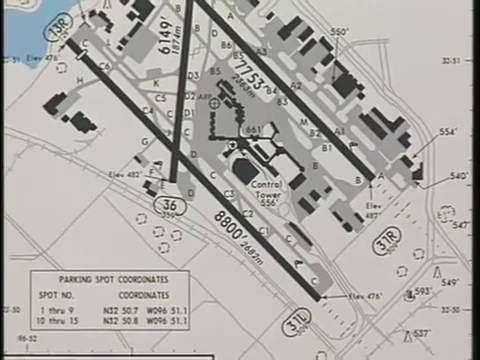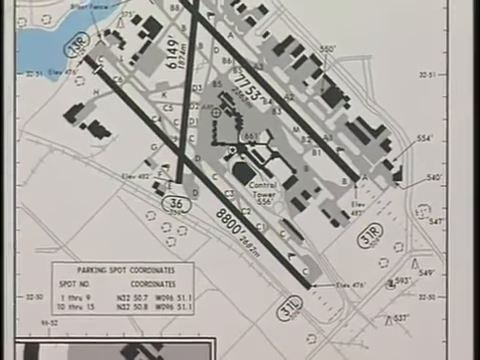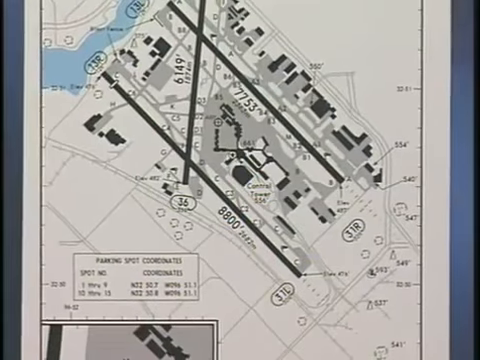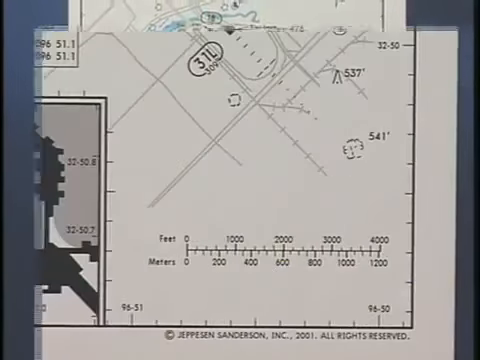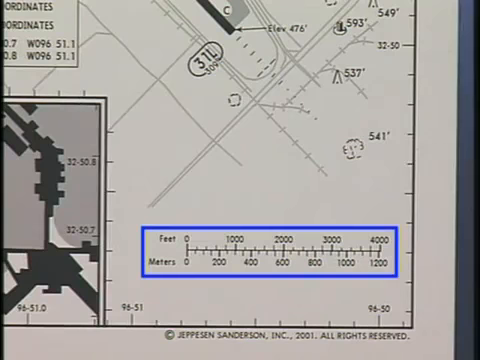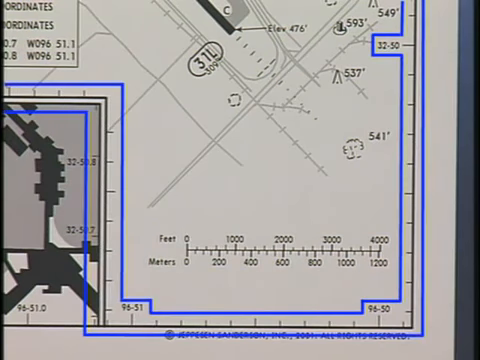The plan view on the airport chart depicts a diagram of the airport, including the runways, taxiways, and buildings. The scale of the charts varies, so a bar scale is provided to indicate diagram dimensions. Longitude and latitude tick marks are printed along the four sides of the plan view. This helps you determine your exact location if your aircraft is equipped with a lat-long-based navigation system.